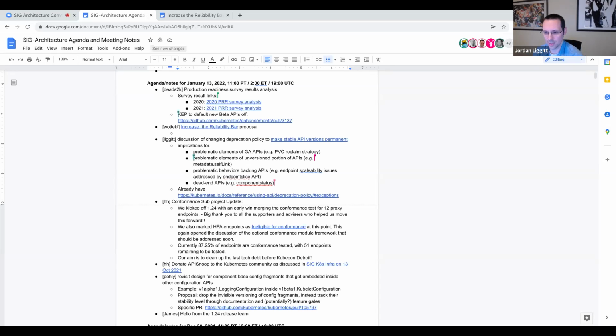Several of them centered around what do we do with edge cases for this, where there's a particular field or a particular value that we discover is problematic. So the PVC reclaim strategy was given as an example. Or a particular element in the unversioned portion of an API, like the self-link example that Wojtek pointed out.